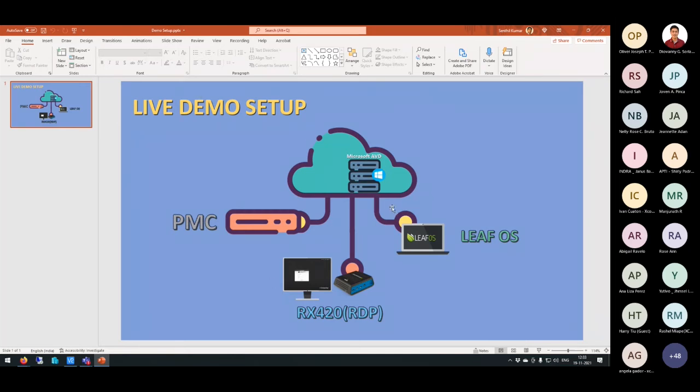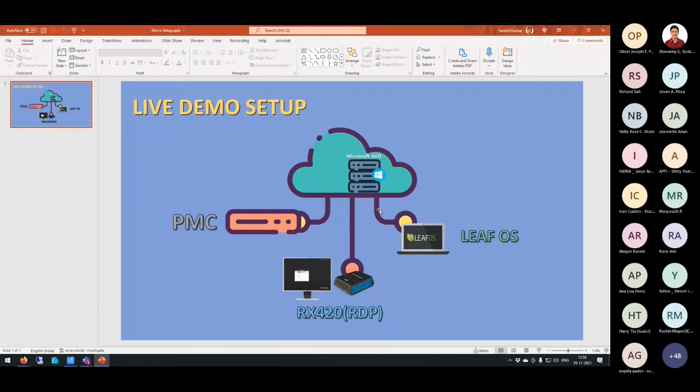On this live demo session, I just want to give you a brief on what this setup is right now. I have PMC running on my network, and there are two devices. One is a software solution, that is Leaf OS, and the other is the hardware thin client, that is RX 420. I have a Microsoft AVD account for the demonstration.